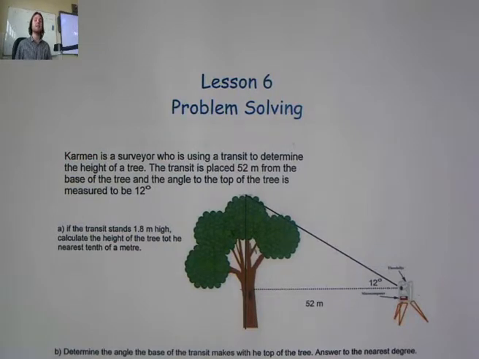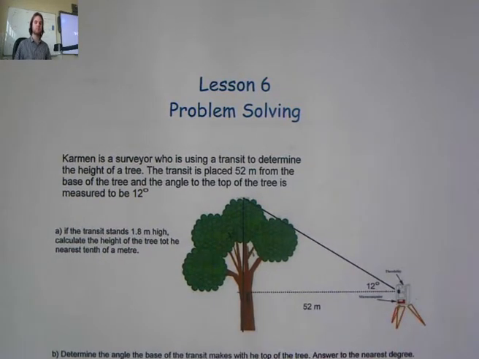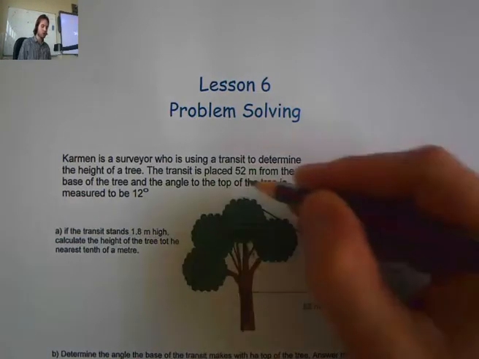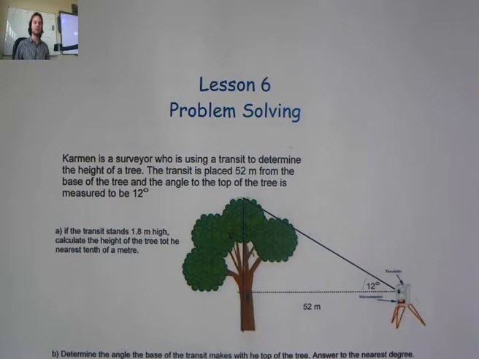Welcome back, Math 10. Today we're going to learn how to use trig to help us solve problems. So let's start off with the first question here. It says Carmen is a surveyor who is using a transit to determine the height of a tree. The transit is placed 52 meters from the tree, and the angle of elevation from the transit to the tree is 12 degrees.